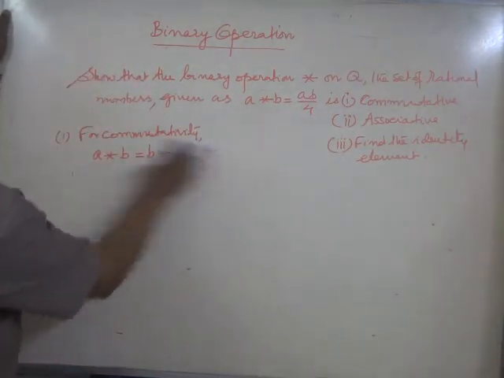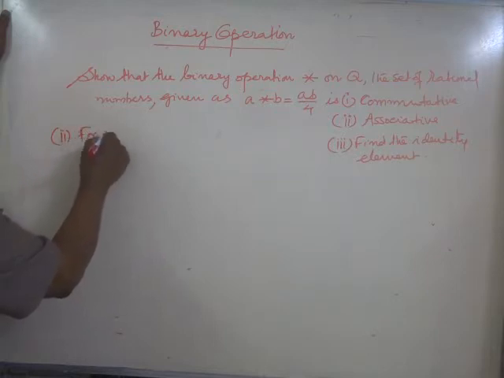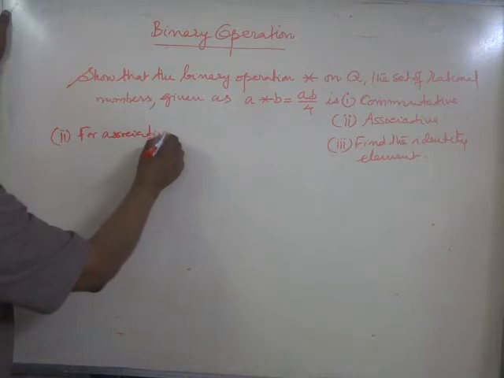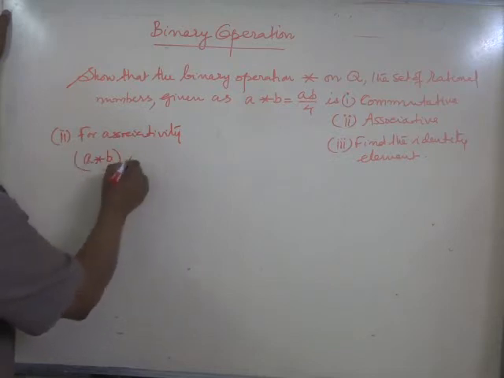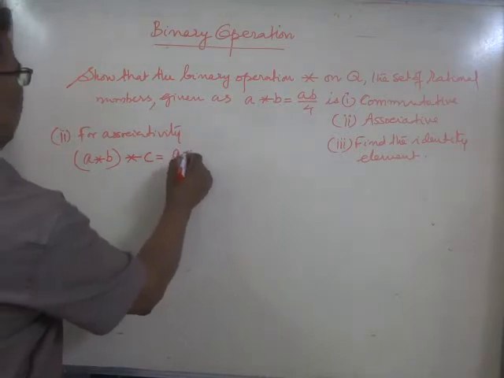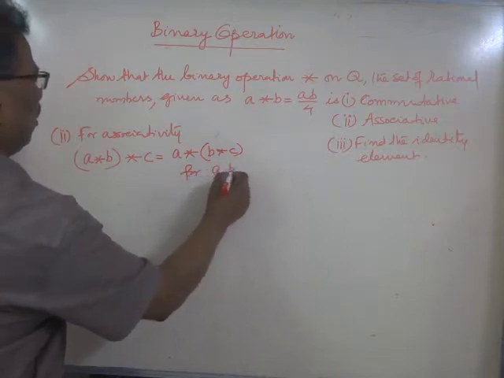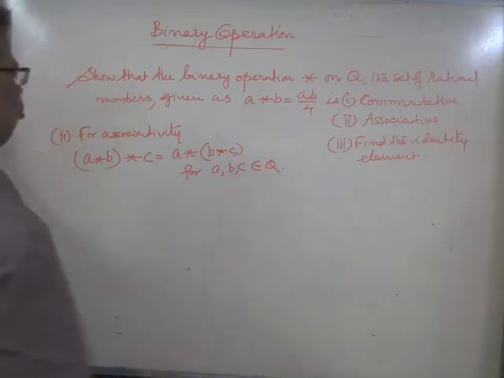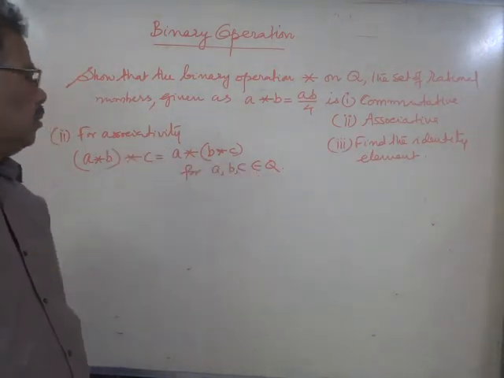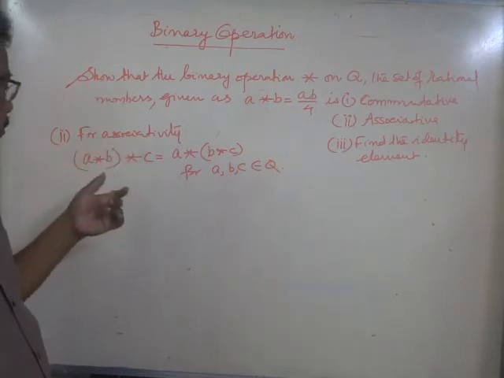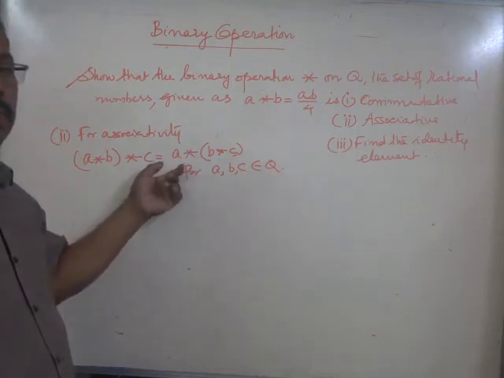Now to associativity. For associativity, (A star B) star C is equal to A star (B star C), for A, B, C belongs to Q. If A, B, C are three rational numbers, then for proving associativity, we have to show (A star B) star C equal to A star (B star C).